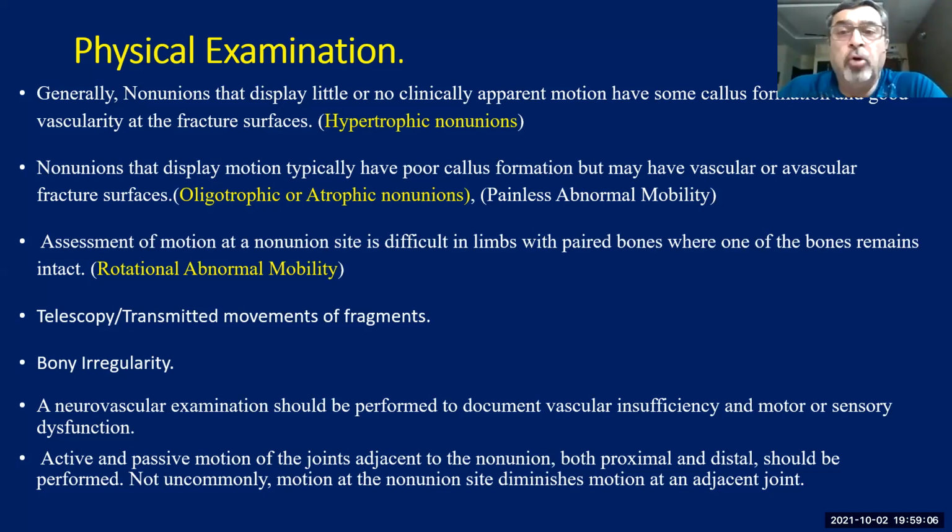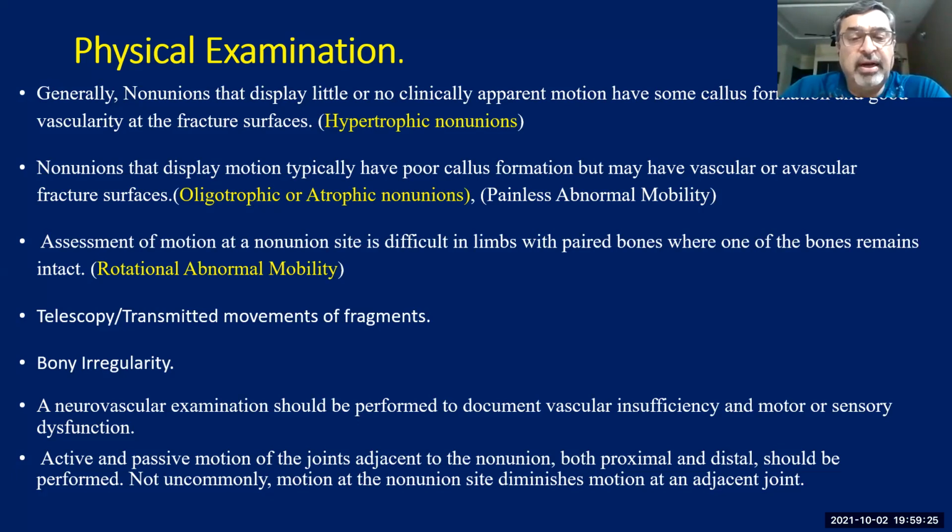Assessment of motion at the non-union site is difficult in a limb with paired bones like radius ulna, tibia fibula, where one of the bones remains intact. There you have to do a rotational abnormal motion test. You have to see for telescoping and transmitted movement of the fragments. You have to check for the bony irregularity.